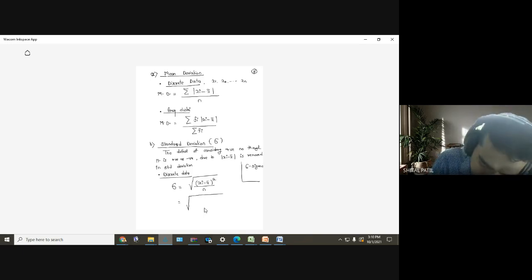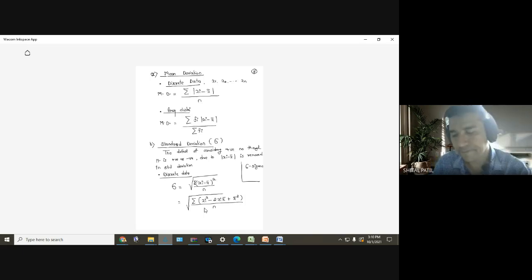I forget summation. Please. So summation of, let me square it. So (a minus b) square: xi square minus 2 xi into x bar plus x bar square, divided by n. Right? Let me simplify this. I'll do it on the next page.